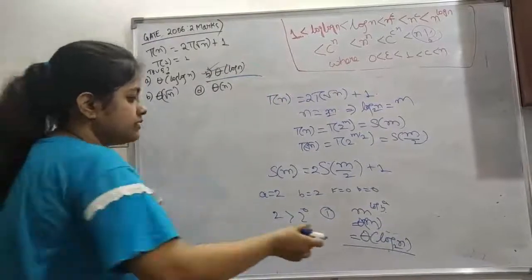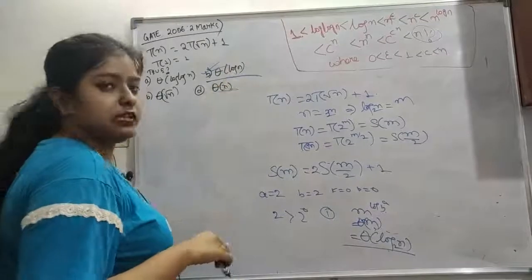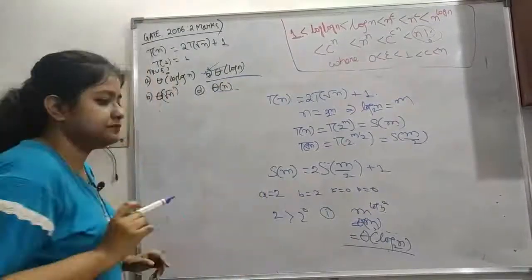Okay, so do not just directly put m. Here you will get the wrong answer. Here it is log of n. So be very careful here.